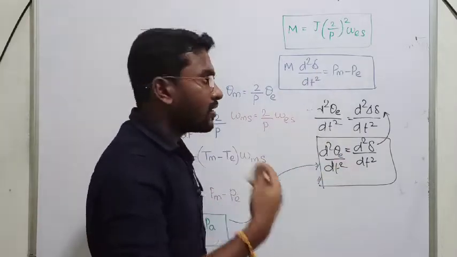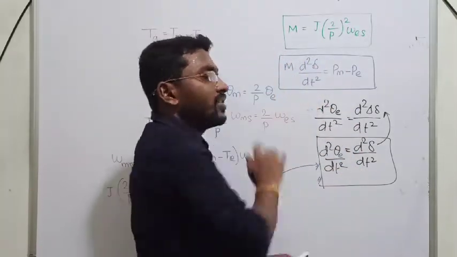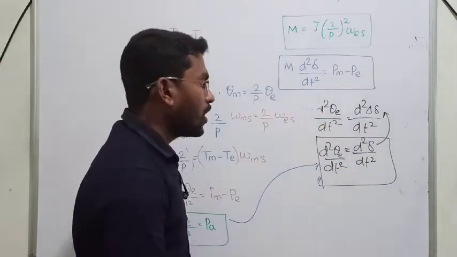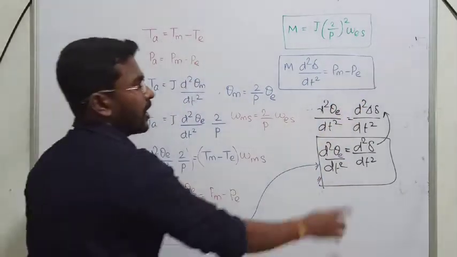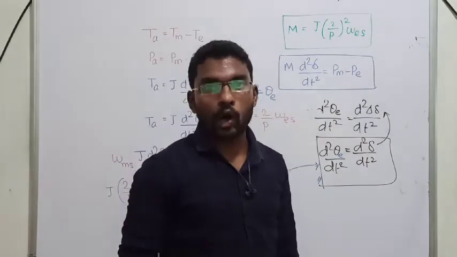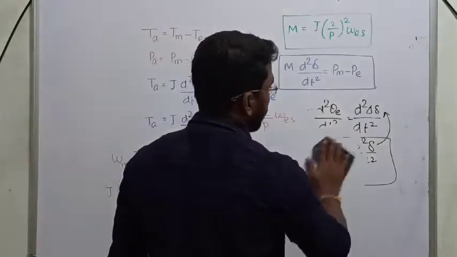Swinging will be there. That swinging can be predicted and analyzed with the help of this swing equation only. Clear? I hope you all understand what I am trying to control. And the next thing is, this electrical power can be written in one way. Actually, what do we mean by this electrical power? The output power delivered by this alternator is nothing but this electrical power.